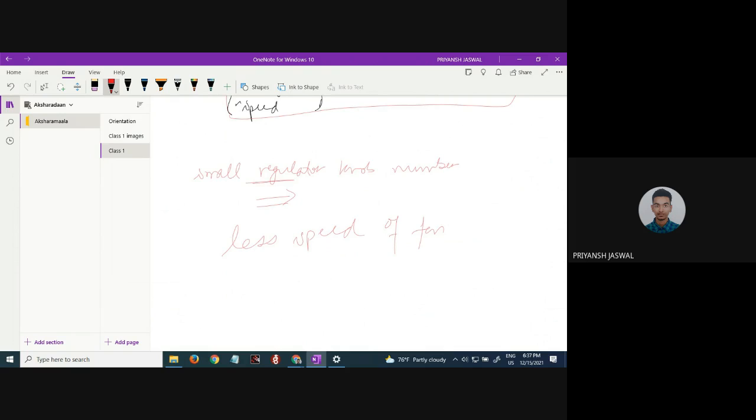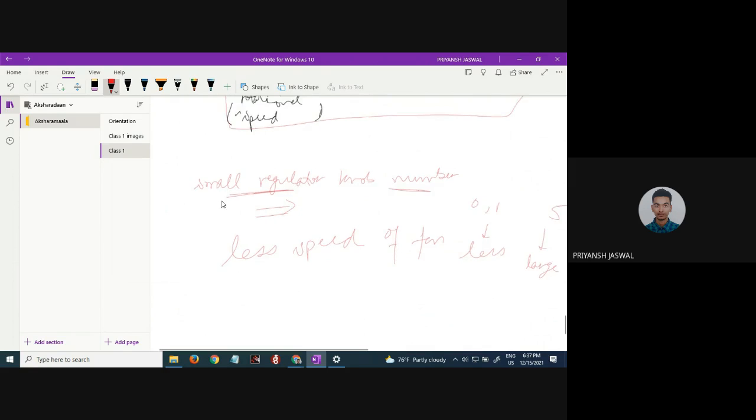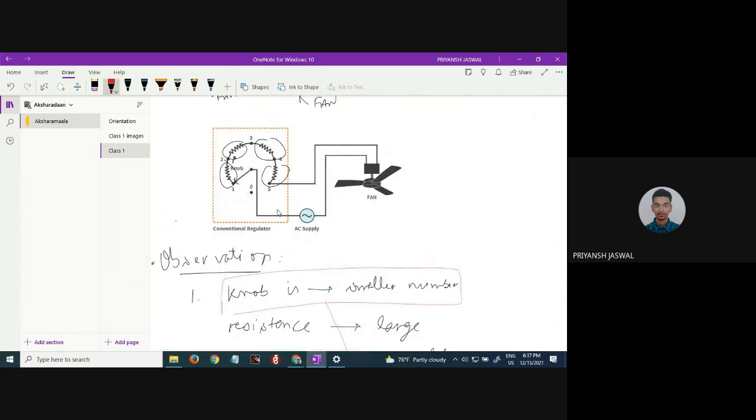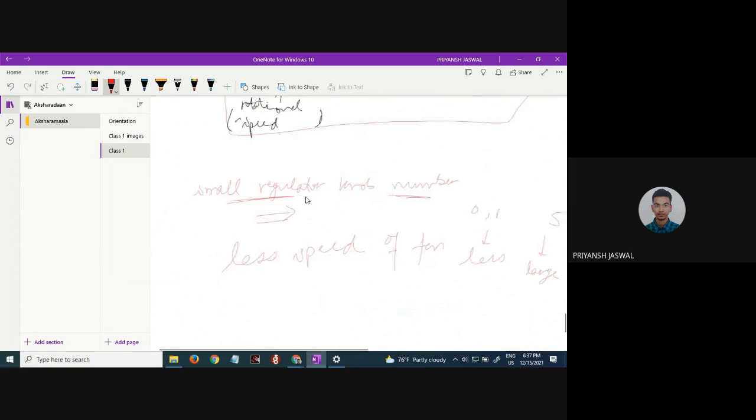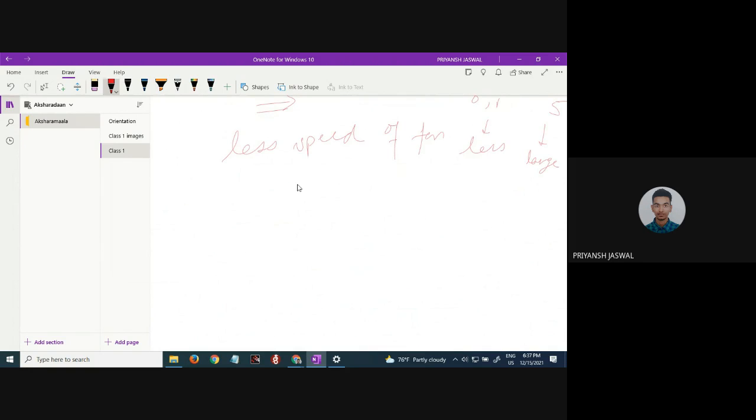At smaller numbers, say 0, 1, the speed is less, and at 5, the highest number in most cases, the speed is large. This is the chief observation which tells how the regulator knob controls or regulates the speed of the fan. So this was all for the regulation of fan speed.